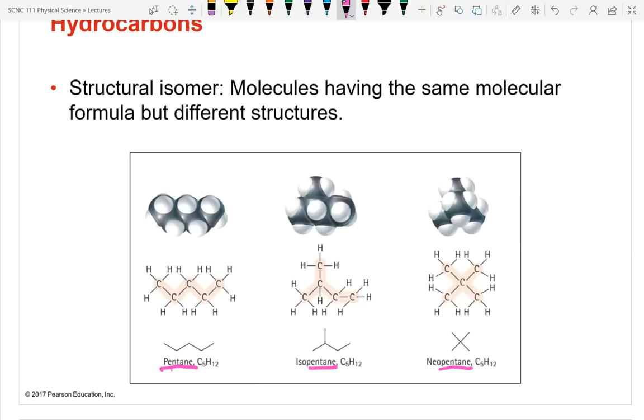And then we have neopentane. The neopentane, you see, has the second carbon with 2 extra carbons on it, which means that you have the center carbon with 4 carbons on it. 3 different ways of making pentane. They're called structural isomers because they have different structures, but they have the same chemical formula. So isomer means it has the same formula.